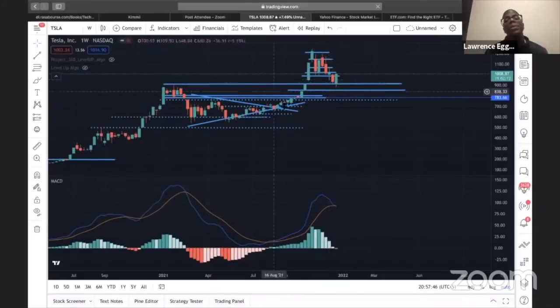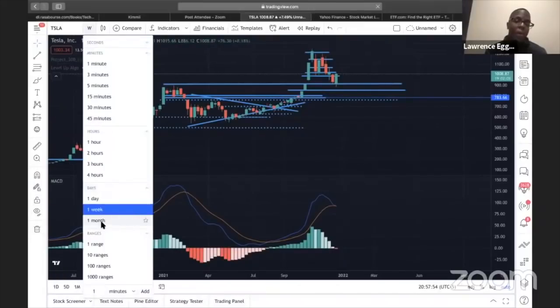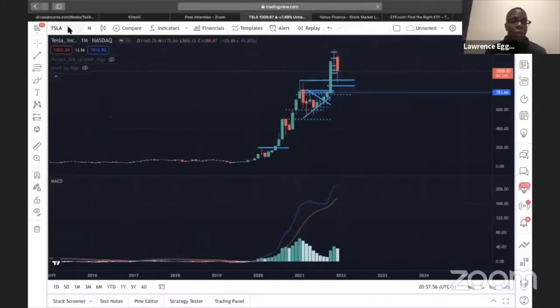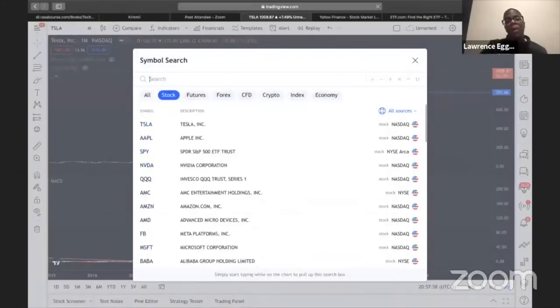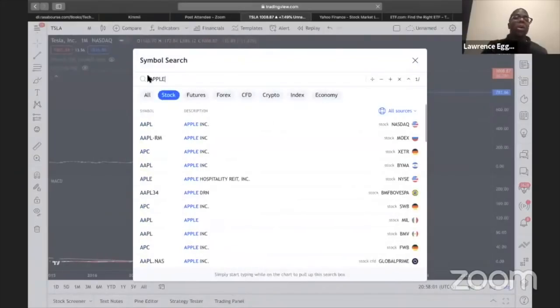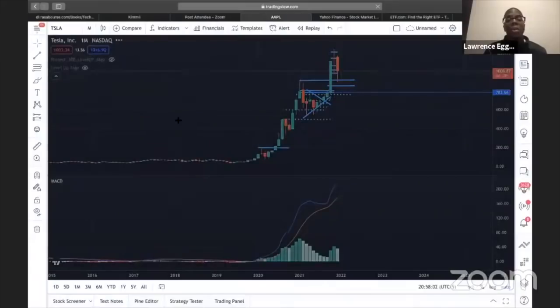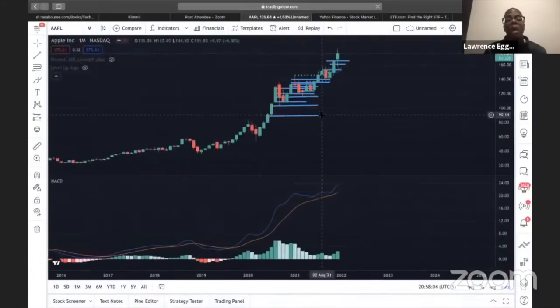So we want to be able to really identify trends. When it comes to taking a look at trends, I always tell people we want to start off on the weekly and the monthly time frame. First, I want to use a stock, and I want to use Apple. So I want to go to Apple, and we want to take a look at Apple on the monthly time frame.